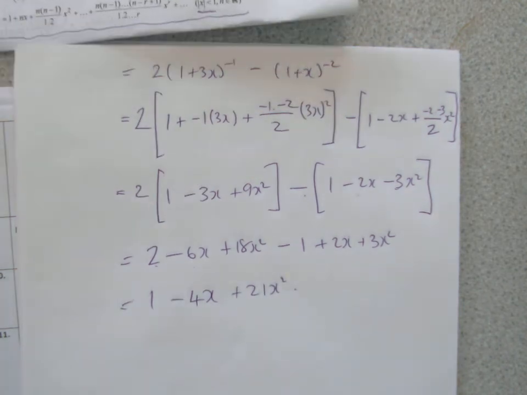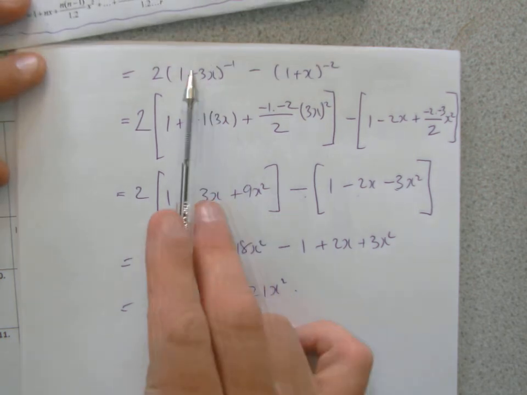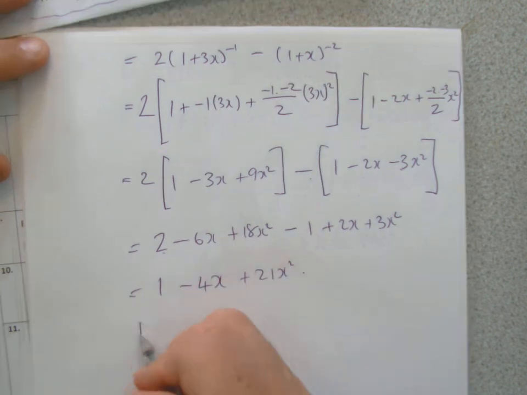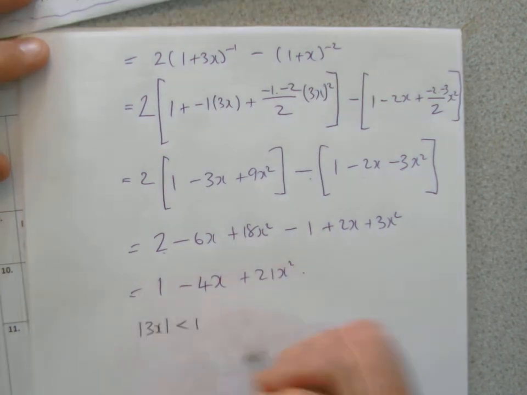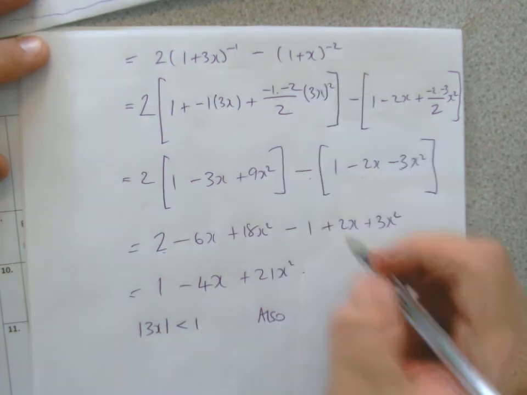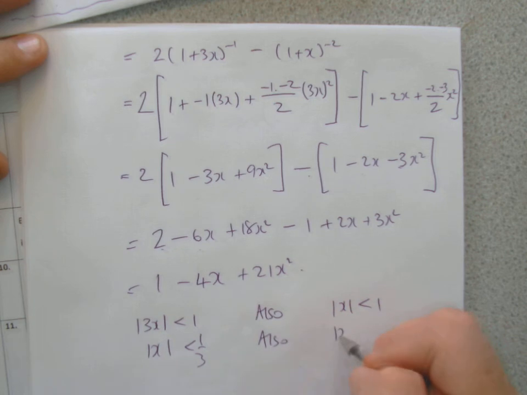So finally we've got there with that. And then it says, what is the series expansion valid for? Now, we expanded two binomials here, so you've got to look at both expansions. So mod 3x is less than 1, and also you've got this as well, mod x is less than 1. In this case mod x will be less than a third, and also mod x here is less than 1.